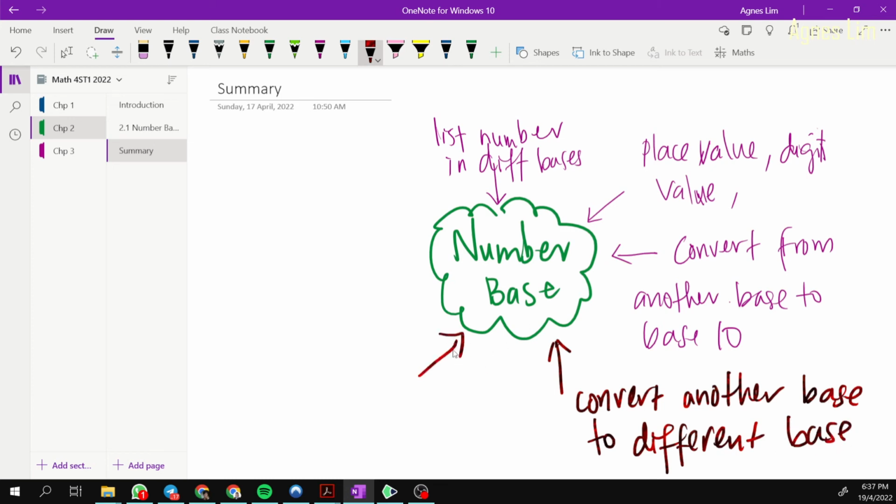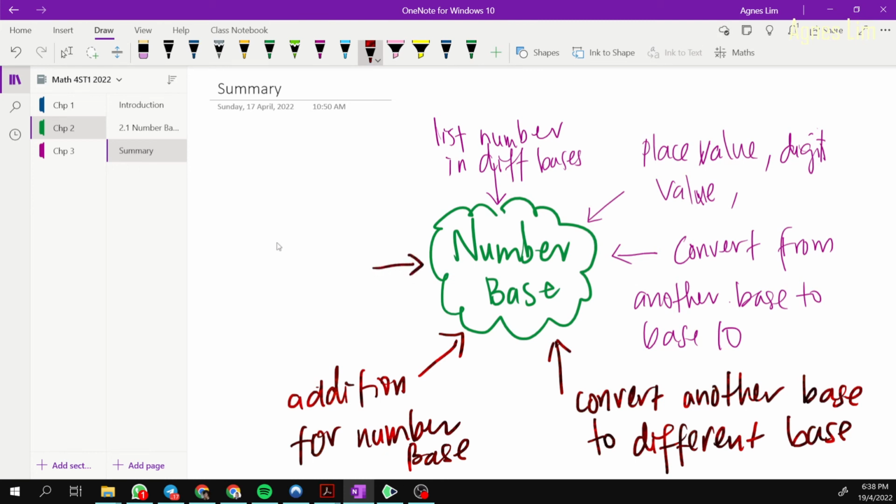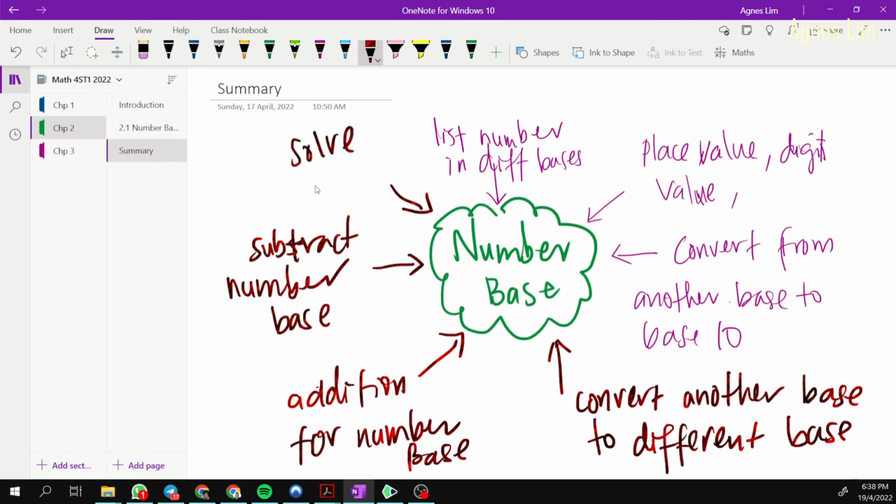And then we learn addition for number base. We also learn how to subtract, which is minus, number base. And of course we learn how to solve problems involving number base.